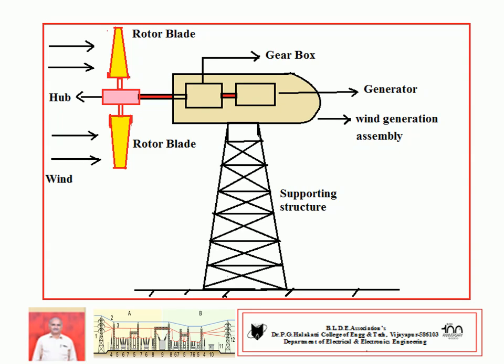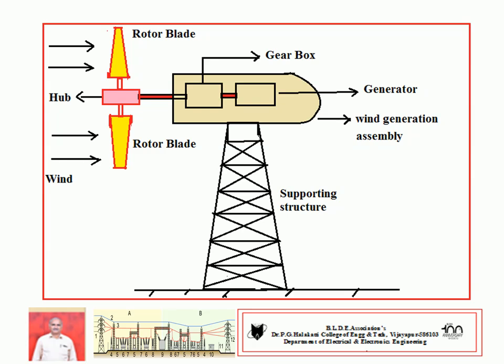Later on, a controller is also available in this wind generation assembly. This is also referred to as the nacelle. The whole assembly is fixed on a supporting structure, sometimes also called a tower. That is how the transmission lines are fixed. Getting the idea? All the arrangement of this wind generation plant is fixed at a certain height on the supporting structure, as shown in the figure.